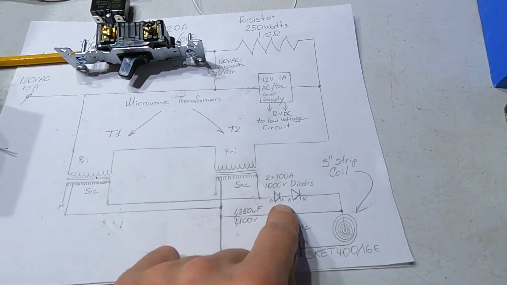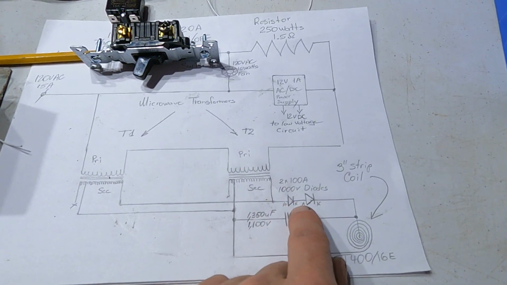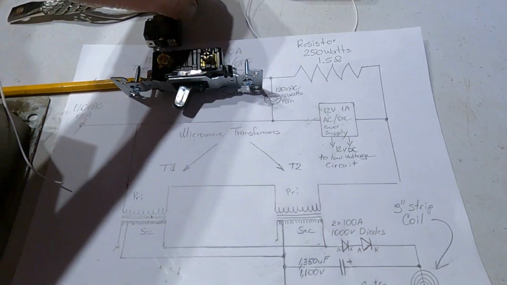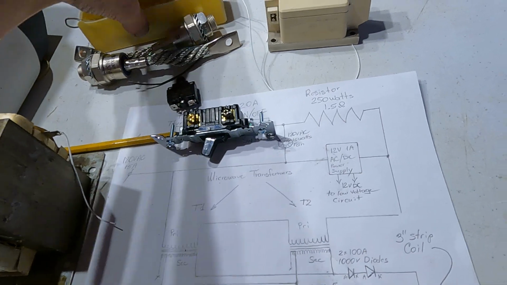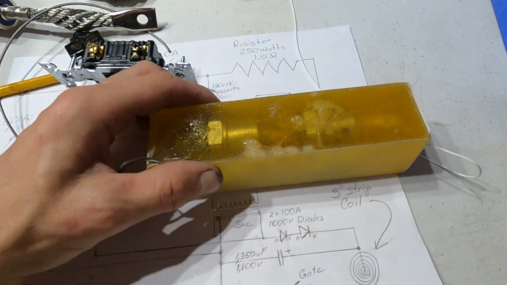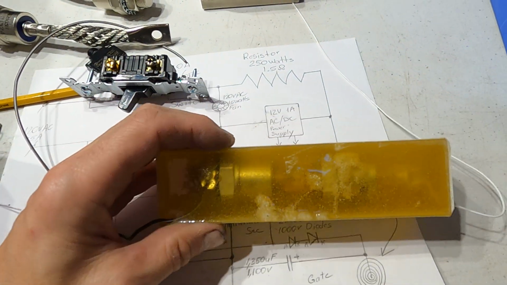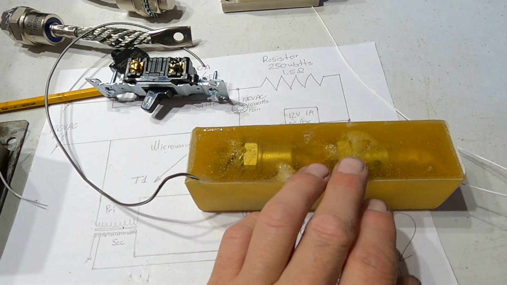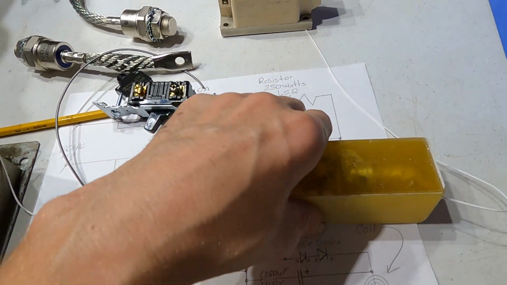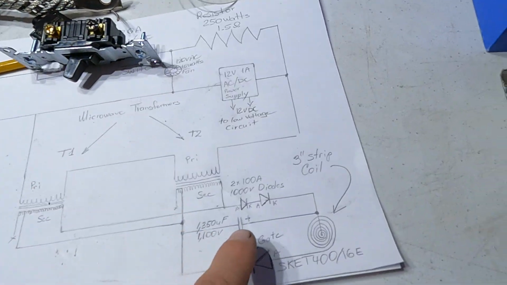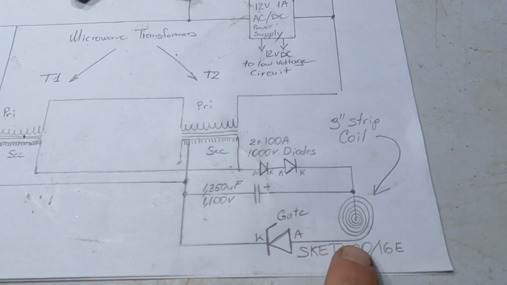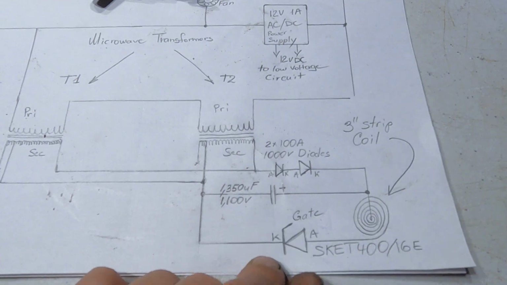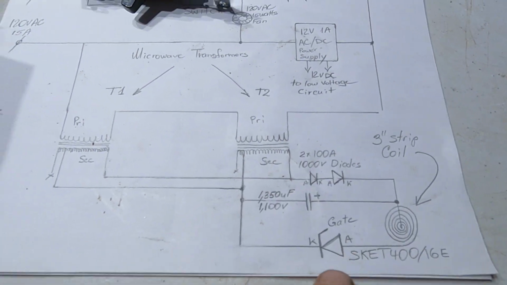A couple other components that I want to talk about is diodes. I use 100 amp 1000 volt diodes, and I connect them in series, and I epoxy them. This way it's easier to mount inside the case and they won't short anywhere. So here's the diodes connected in series, and that's how it all connects.